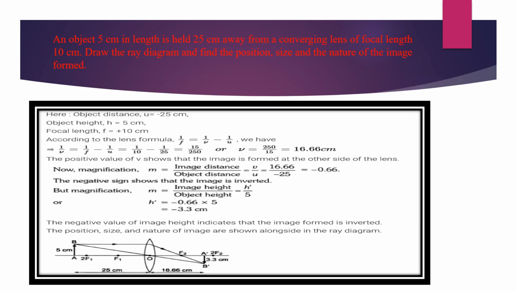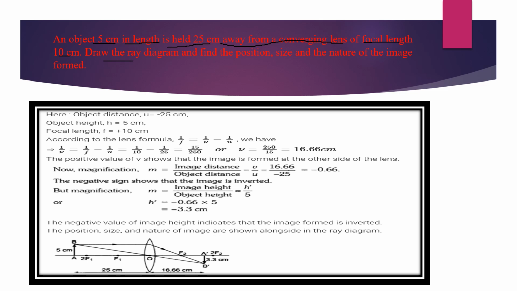Next, an object is 5 centimeter in length. Length here means what they are telling, 5 centimeter; actually, it is your height, which is held 25 centimeter away from the converging lens. So tell me whether it will be positive or negative. It will be negative because it's away from the converging lens. The focal length is also given. The focal length will always be positive for a converging lens. That will be 10 centimeter.